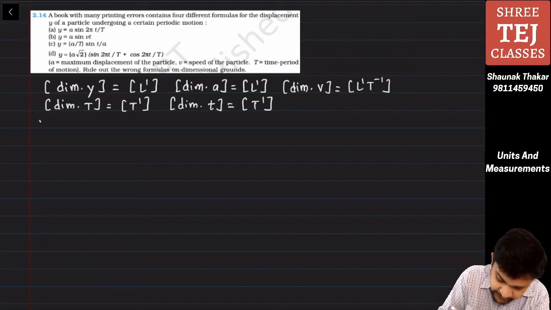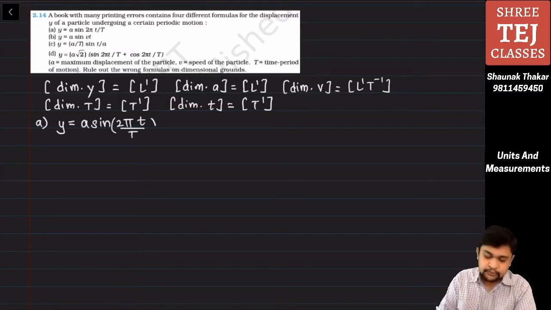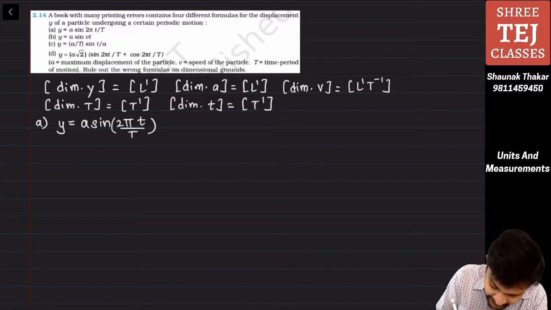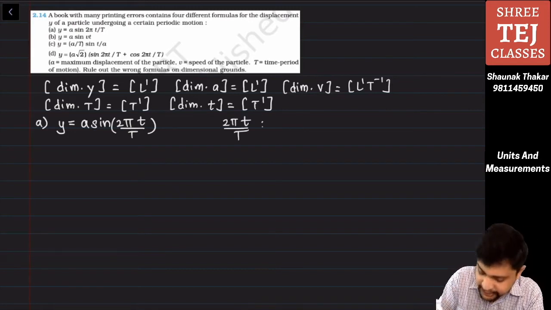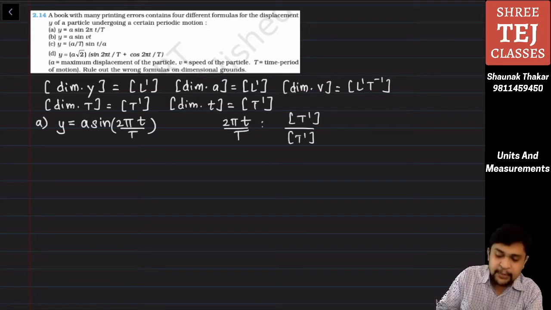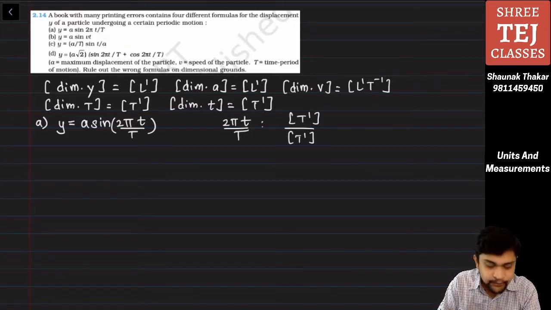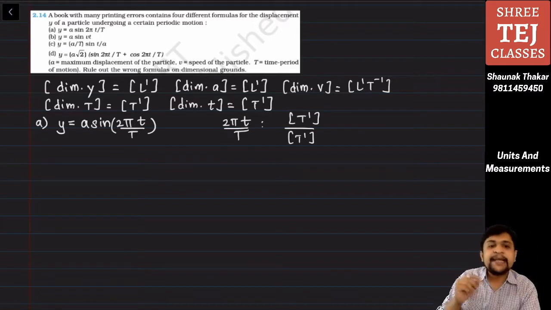So let us look at the first one. We have y is equal to a sine of 2 pi t upon T. Now see, 2 pi t upon T, let us analyze. 2 pi is a constant, so dimensionless. So this is t raised to 1 and T raised to 1. So it is dimensionless. Therefore, sine of this value can be taken. It is a valid quantity. Then sine is a ratio, so it is dimensionless.